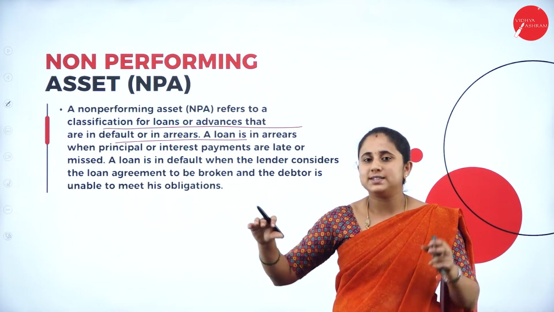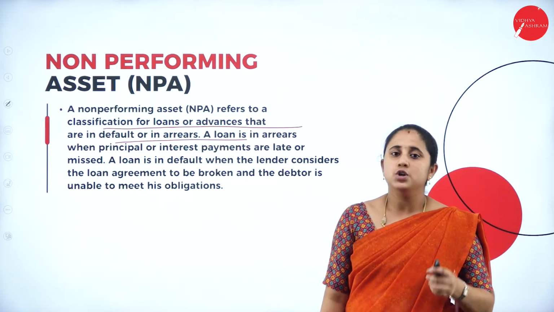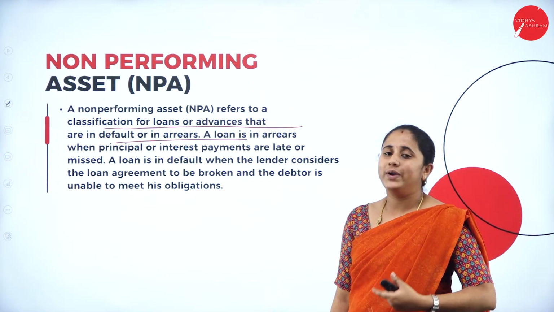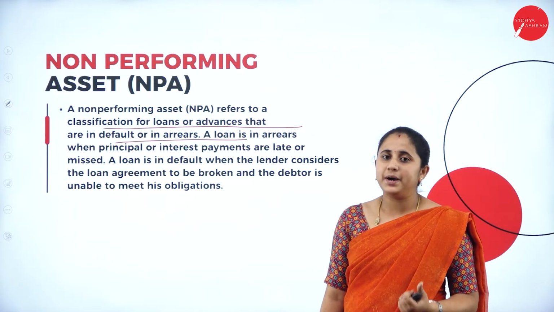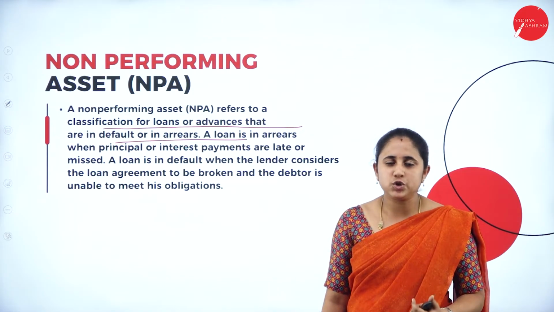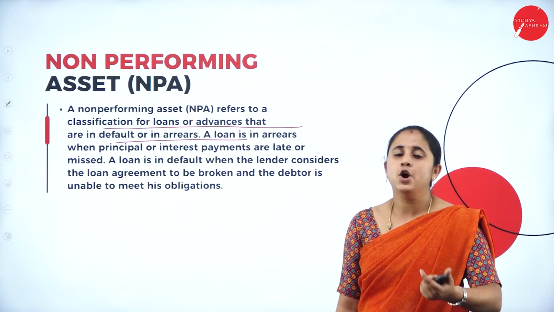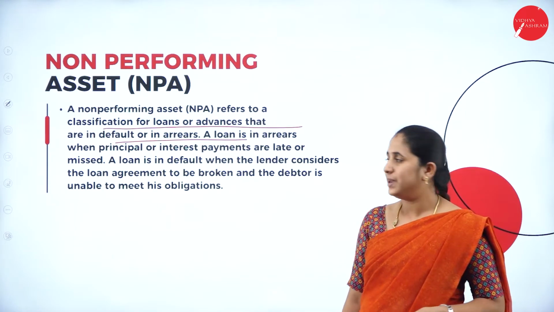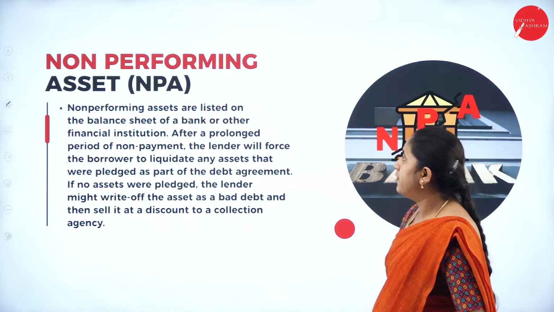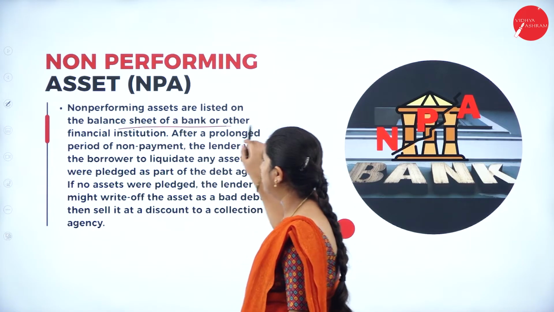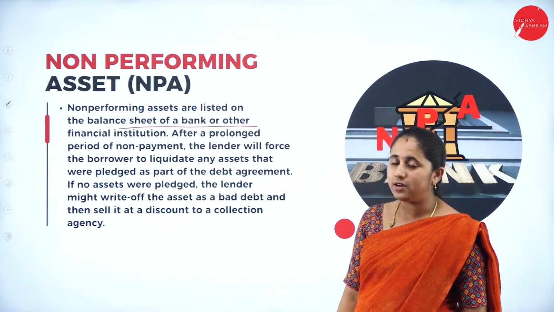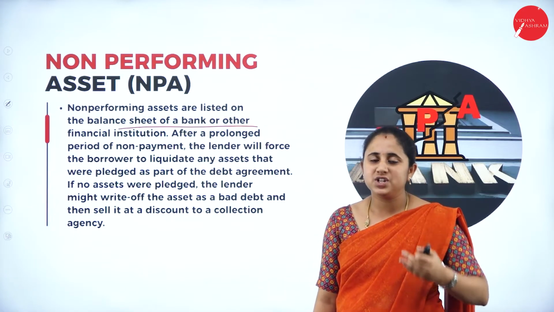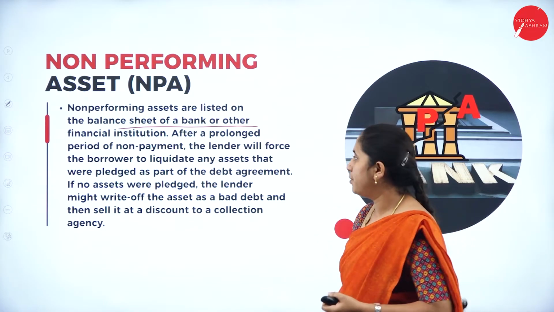So, performing asset and non-performing asset. While declaring performing and non-performing assets, if the debtor fails to pay principal and interest for a particular period, we consider that as a non-performing asset. Non-performing assets are listed on the balance sheet of a bank or any other financial institution, and while mentioning the assets, they need to mention the non-performing asset.